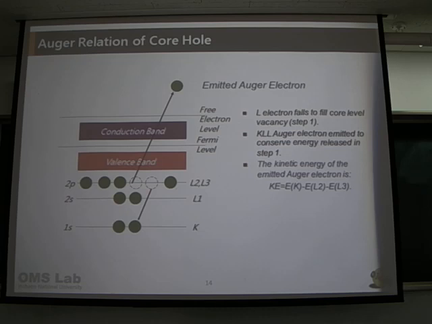And the kinetic energy of the emitted Auger electron we can calculate by an equation like this: EK equals EK minus EL2 minus EL3. So when we take the XPS, we see the Auger electron energy, but this one we cannot consider. The figure just shows the Auger electron, but we cannot use it for the analysis.